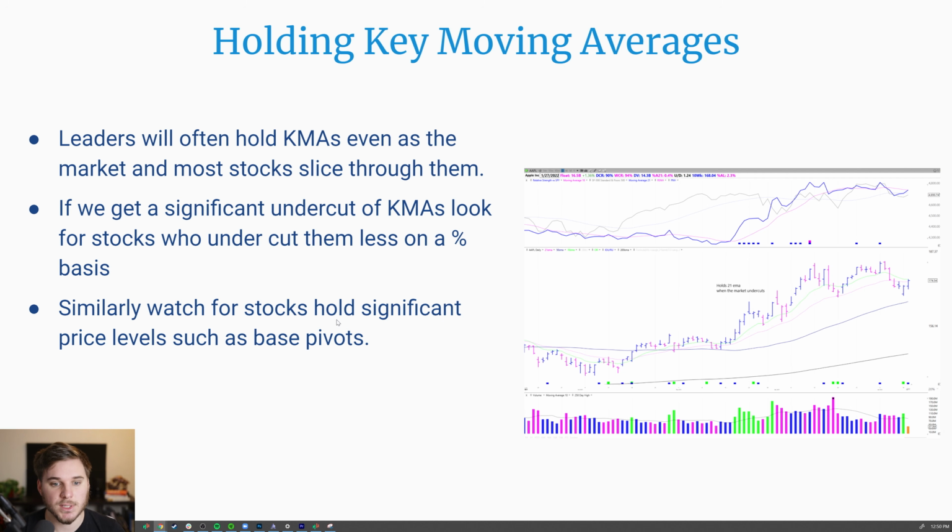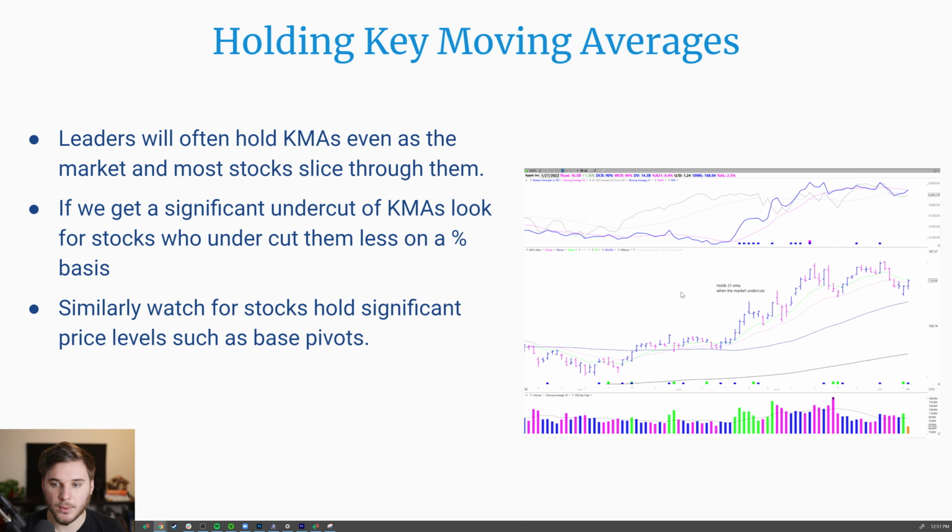And similarly, watch for stocks holding significant price levels, such as prior base pivots, those tops of bases. And if they're holding up above those, they're showing once again that price level is being respected and that stock is under accumulation by institutions. And similarly, you want to watch for stocks that are holding significant price levels, such as the 100 level, 200 level, and prior base pivots. Once again, those stocks have a bid and are being supported by institutions.